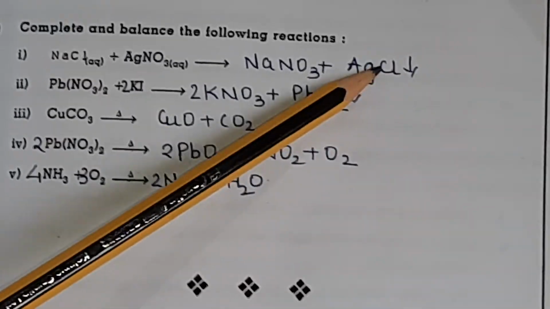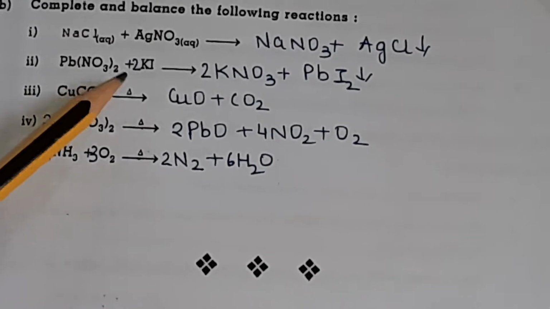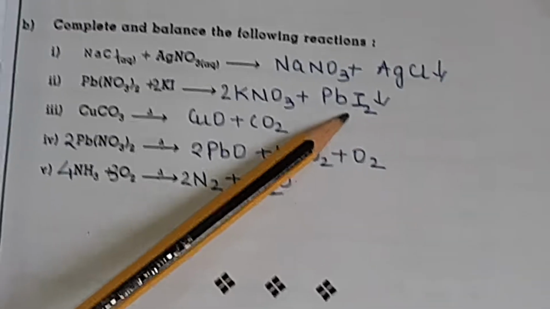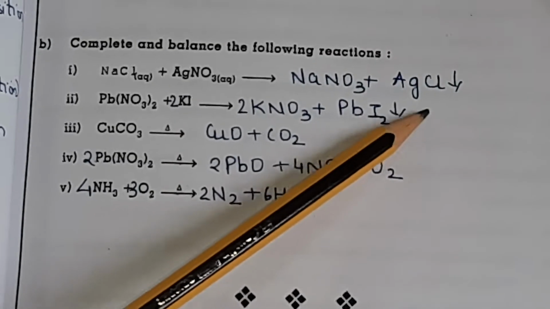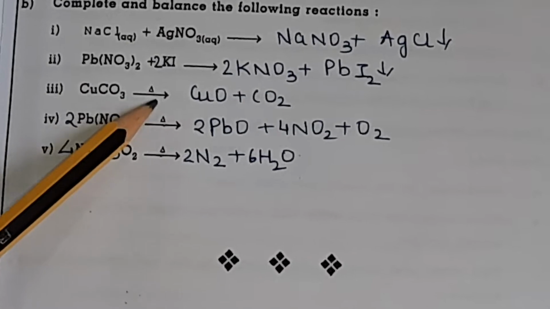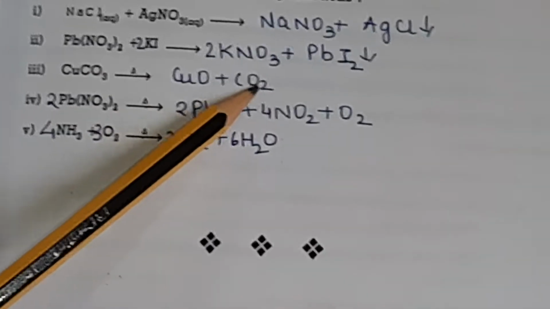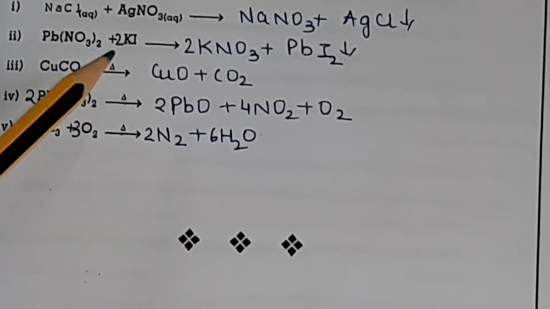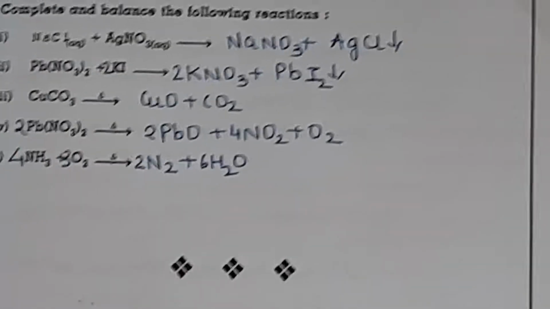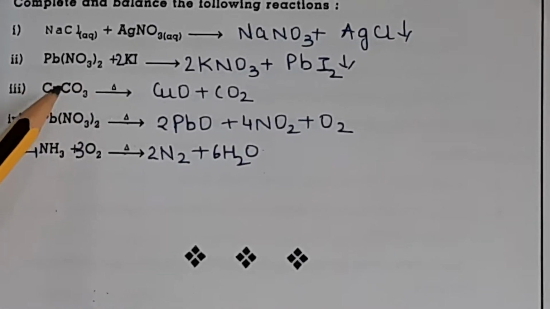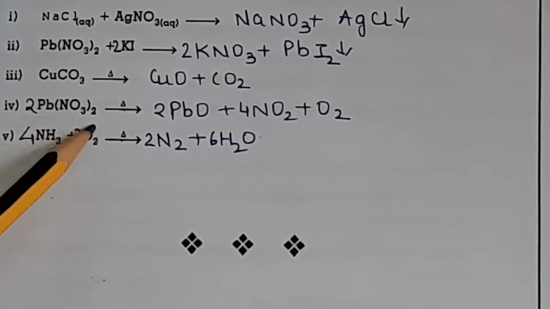Yes, very good. Remember this. Pb(NO3)2 plus 2KI will give you 2KNO3 plus PbI2. This is a yellow precipitate. Okay, you can write below it, yellow. CuCO3 on heating will give you CuO plus CO2. This green in color and this is black. As far as possible, wherever color is involved, whenever you write the reaction also, you should mention the color at the bottom. Okay, 2Pb(NO3)2.